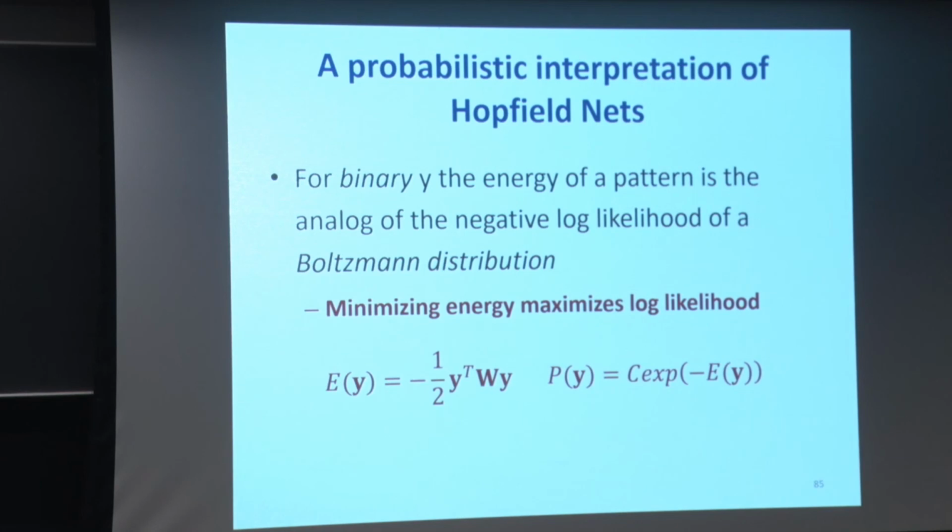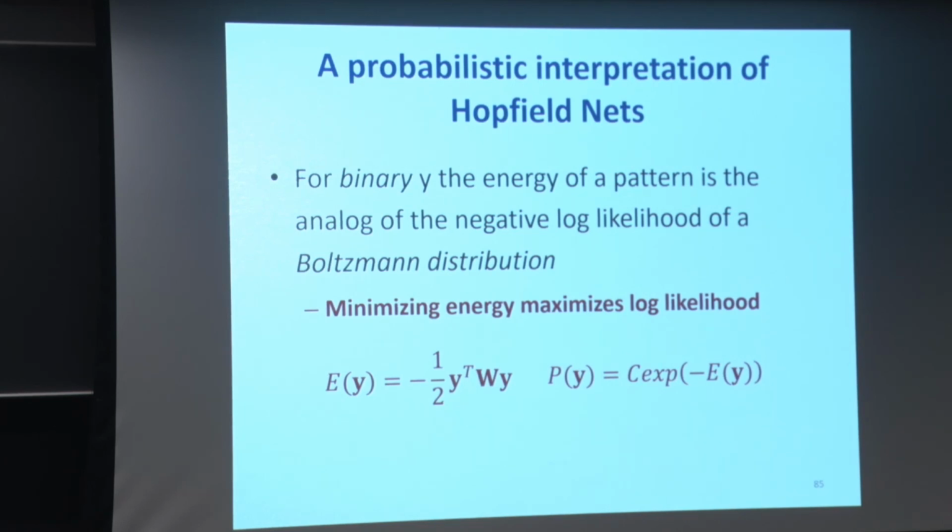So for this, I'm going to go back to spin glasses. For binary y bit patterns, the energy of a pattern is the analog of the negative log likelihood of a probability distribution called the Boltzmann distribution. Minimizing the energy maximizes this log likelihood. So this is the energy, this is how we defined it. Let me define a probability distribution which is e raised to the negative of the energy.